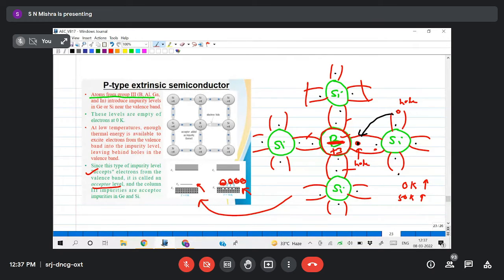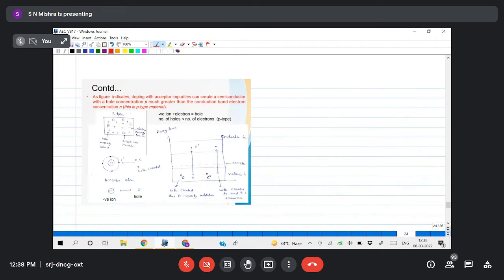Clear? Yes, sir. Structure and Venn diagram. Same thing I have written here. You can see.